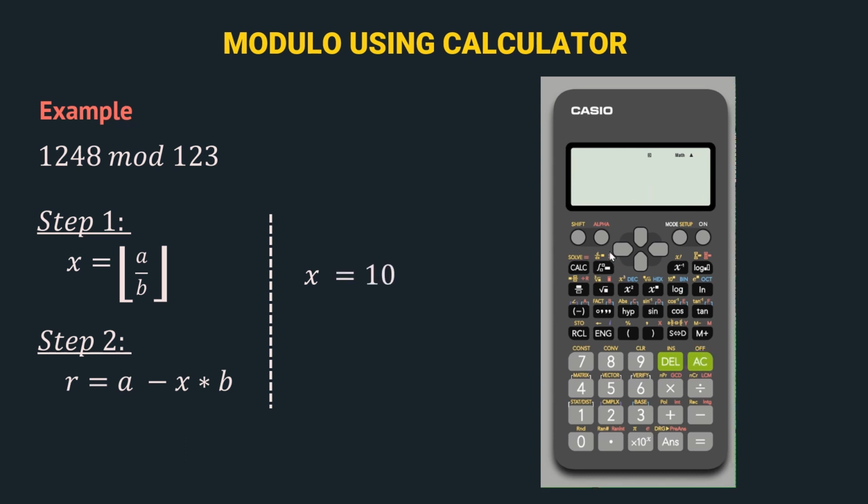Now we'll perform the second formula, that is a minus x into b. Now we press the calculate button. Here a is already filled with the previous input. Here x value is 10, so we input 10 and press the equal to button, and b is already there from the previous input. So we press the equal to button and then we get the remainder, that is 18. So we have calculated the remainder using the scientific calculator. Here r is equal to 18 and the answer to this question is 18.